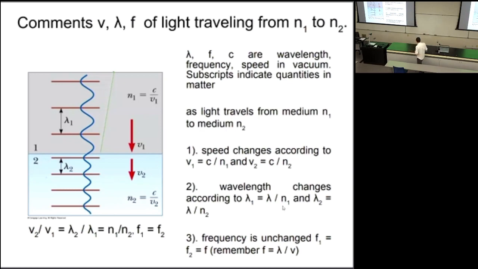So the final point I make here is that the frequencies in the different materials, say F1 and F2 for material 1 and material 2, don't change. You can see why if you remember the relationship between frequency, wavelength, and the speed of the light ray. If the wavelength is shrinking as the refractive index goes up, but the speed is also correspondingly shrinking, those two factors cancel each other out when you take this ratio to determine the frequency. So the frequency goes unchanged.